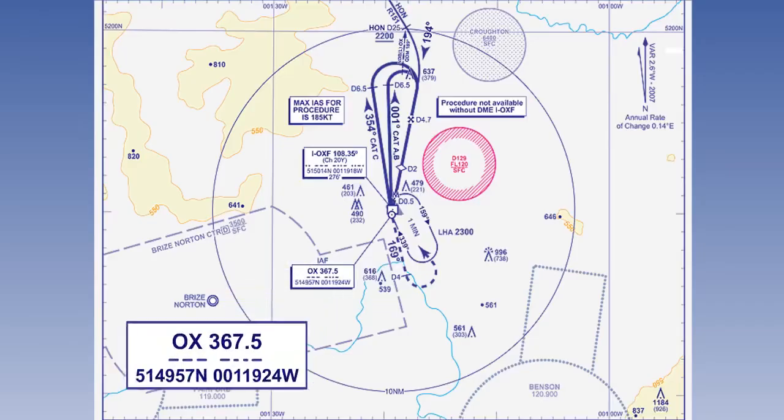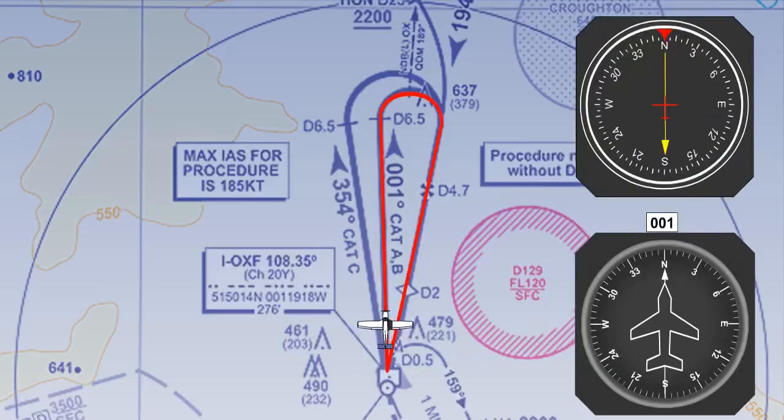Let's look at the approach chart for Oxford, runway 19. Central to the procedure is the OX. A small aircraft tracks outbound on a heading of 001 degrees from the beacon, which means that the ADF needlehead, which always points to the beacon, is on the reciprocal of 001 degrees, which is 181 degrees behind you.